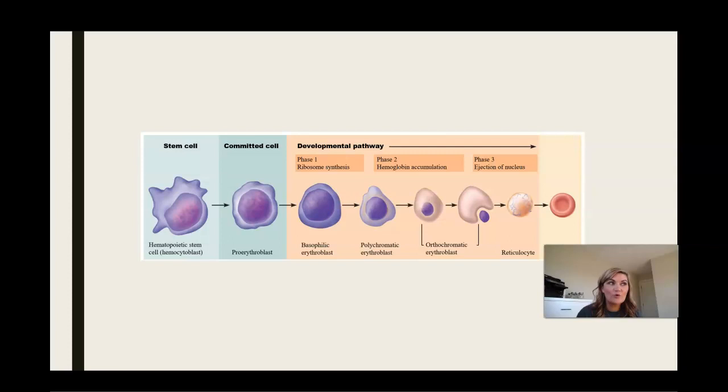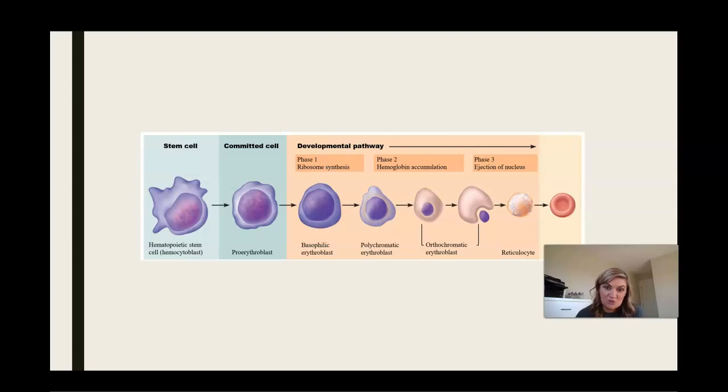All right, so in order to make a red blood cell, first you start off with the stem cell. Remember that stem cell is going to be called a hemocytoblast. Know that name. Then it's going to turn into a committed cell. Remember, once it's committed to becoming a red blood cell, it's going to be known as a proerythroblast. That proerythroblast starts to develop in its first phase. It goes through ribosome synthesis, where it's going to make specific proteins that are going to be needed, mainly the hemoglobin. With that is called the basophilic erythroblast.